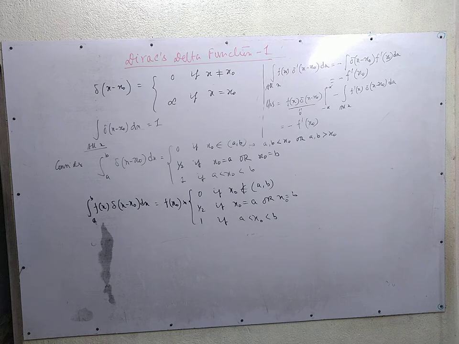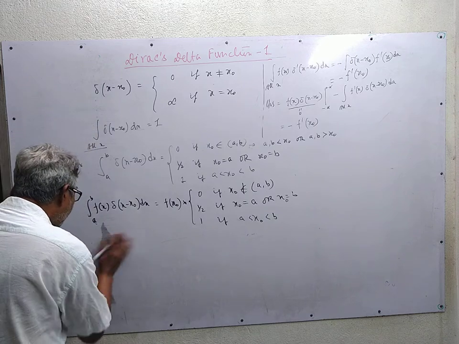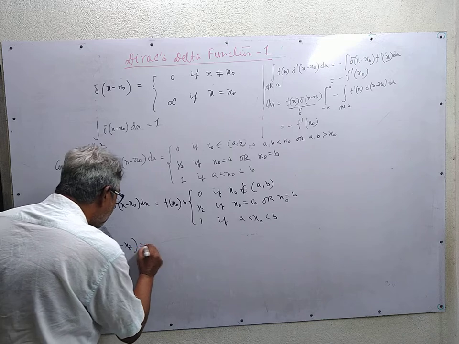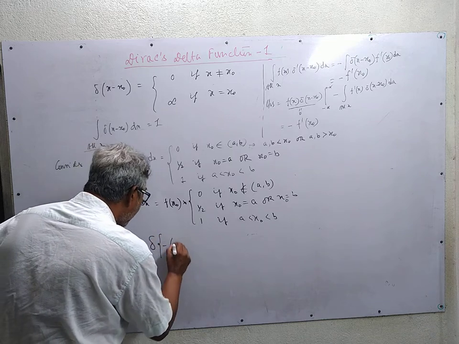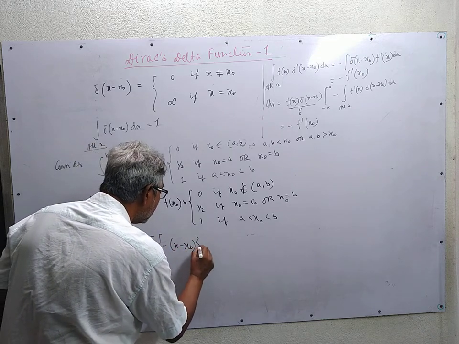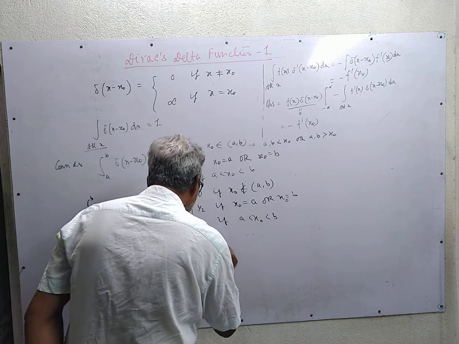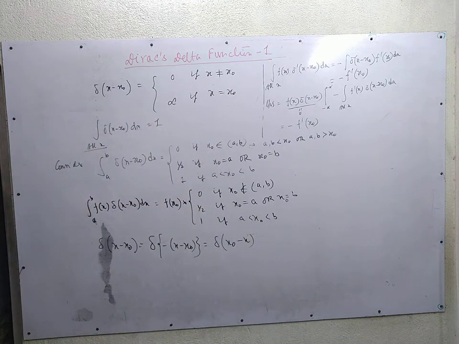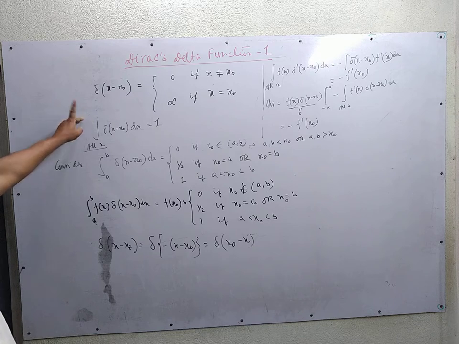One more thing I forgot to mention is the evenness of the delta function. That is, evenness of the delta function means delta of x minus x0 is equal to delta of minus x minus x0, which is equal to delta of x0 minus x. This follows immediately either from this definition or from the shifting property.